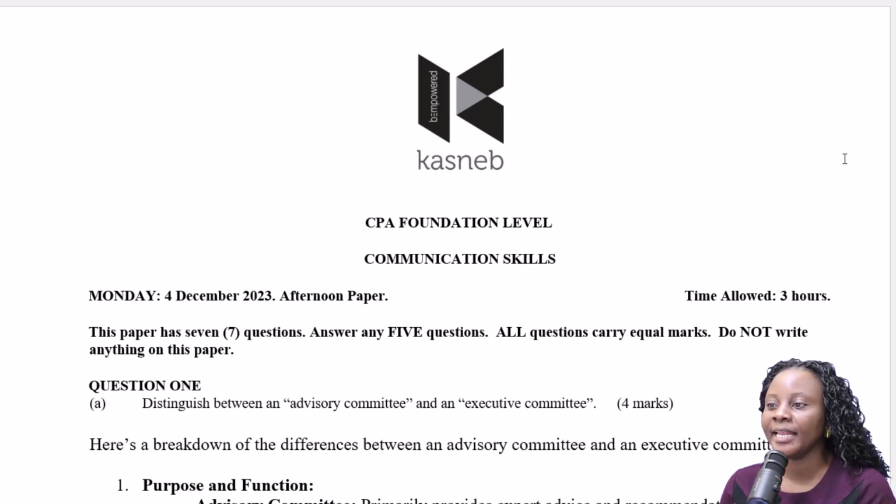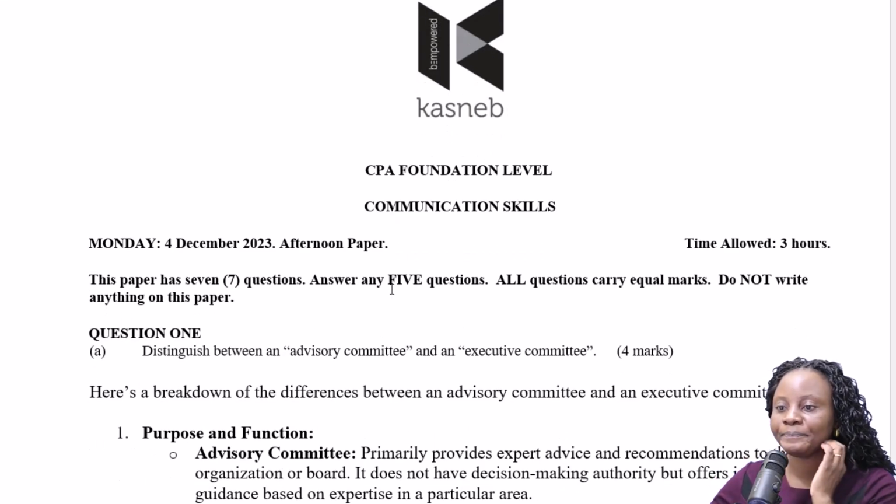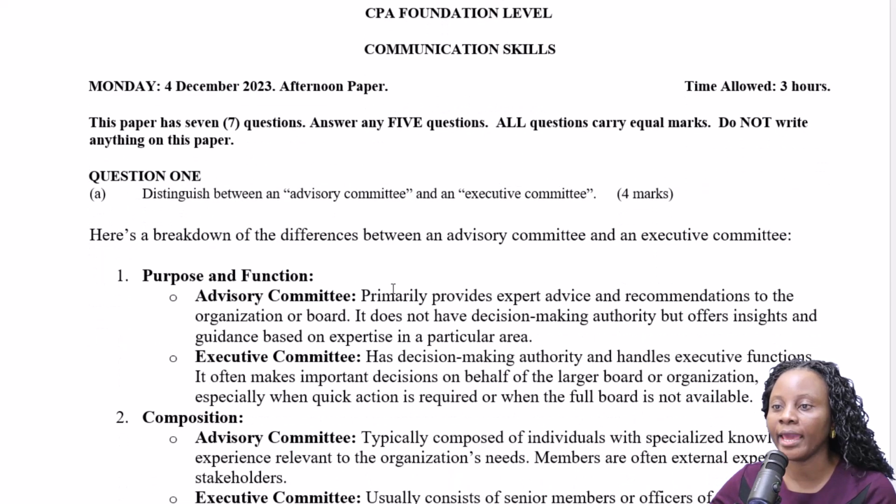So welcome to our revision session. Today we want to have a look at the Communication Skills December 2023 past paper. Let's revise and see some of the possible answers for the questions herein. So number one, we have number 1A. Distinguish between an advisory committee and an executive committee. What is the difference between these two types of committees?